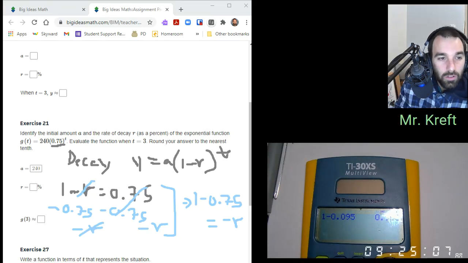Oops, you know what? I did something wrong. This is negative r right here. Do you guys see how that's negative r? So I need to add r here. I'm so glad I checked my work. I'm going to add r to both sides. Sorry. So this is positive r.